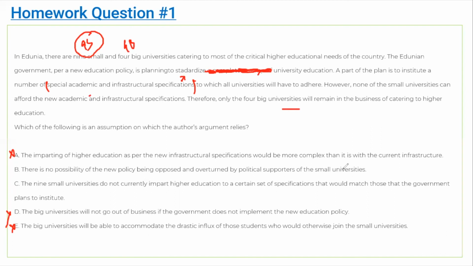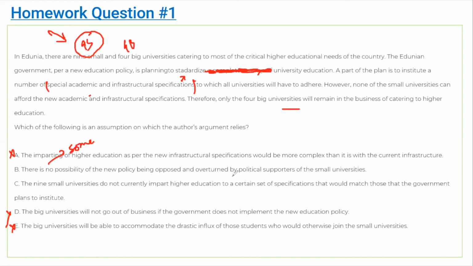Well, if there is no possibility that the policy will be overturned, then yeah, too bad for the nine small guys. They cannot adjust. Seems like they will go out of business if there is 0% possibility of the policy being overturned. But wait, let's negate this. If I negate this, what do I get? There is some. So if I negate no, I get some. So there is some possibility of the new policy being opposed and overturned.